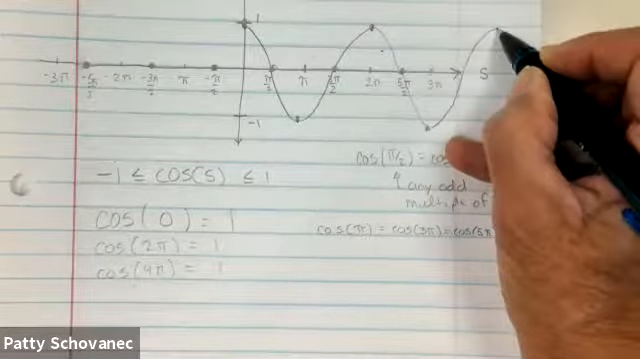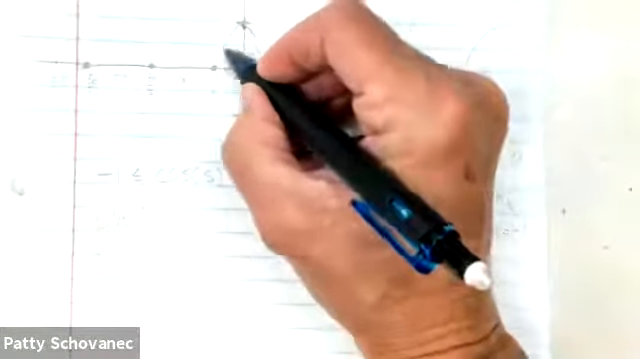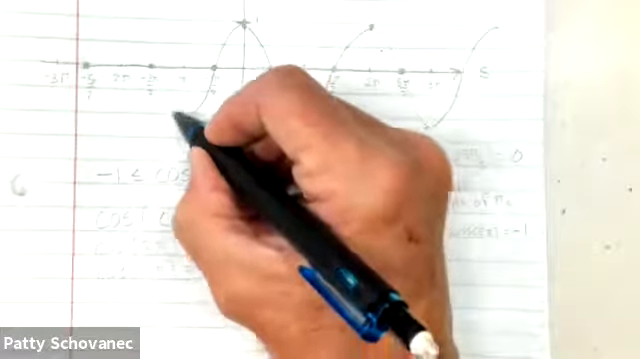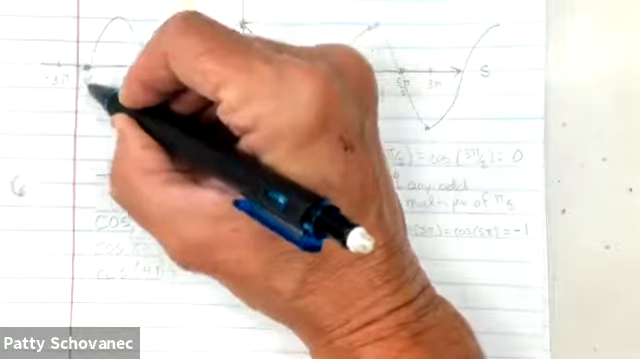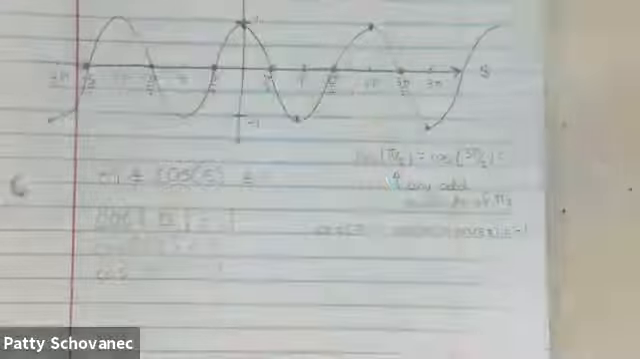Here's 4 pi. It's going to do the same thing back here. Down here, it hits -1 at negative pi. And then at 2 pi, it's back to 1. 3 pi, it's back to -1.